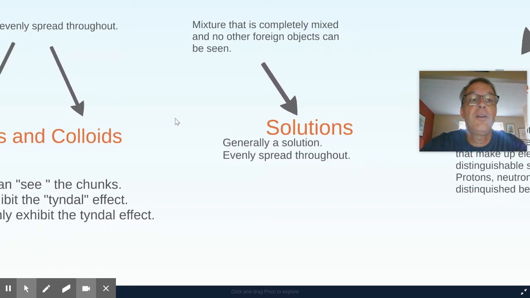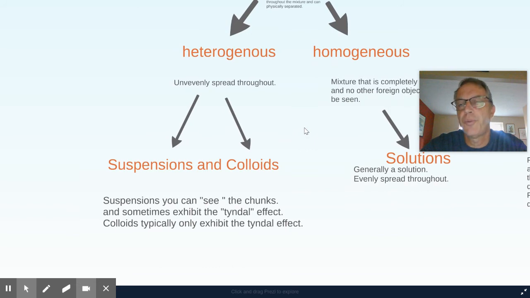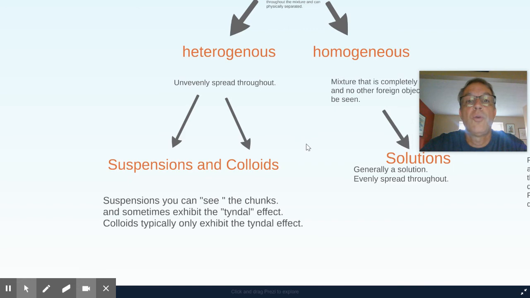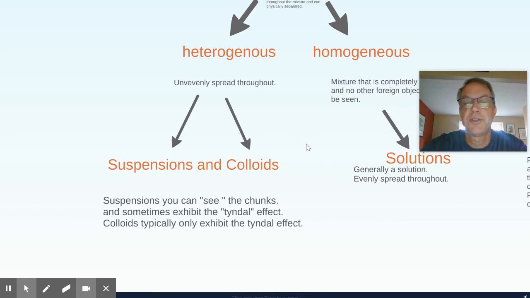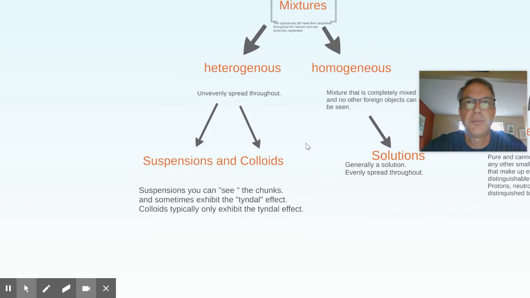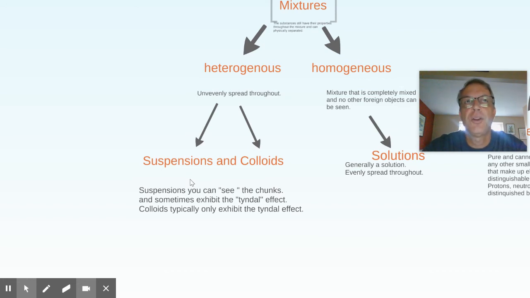Now, heterogeneous means it's unevenly spread throughout. Think of concrete where you can see the rocks in it, or chocolate chip ice cream. Now, there are two types of heterogeneous mixtures. And again, mixtures are always cases where we take pure substances and put them together. They could form a solution or a heterogeneous mixture. For a heterogeneous mixture, we have suspensions. Suspensions is where you can clearly see the particles. Again, think of ice cream with chocolate chips in it.